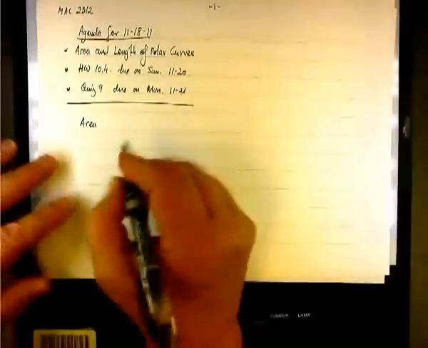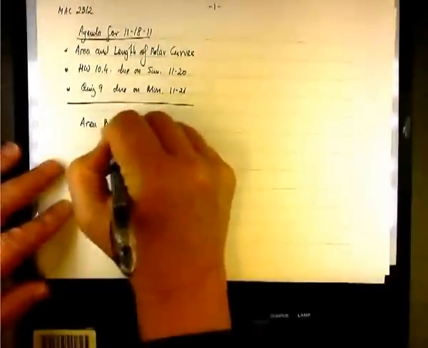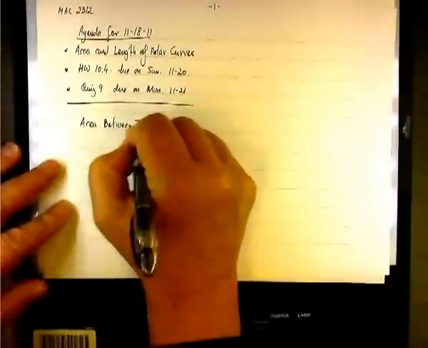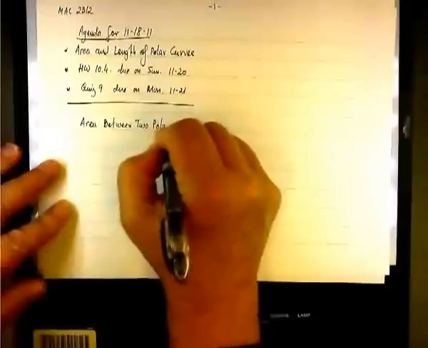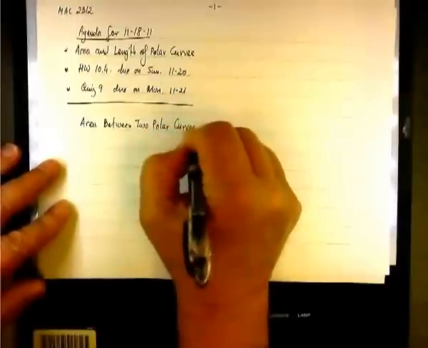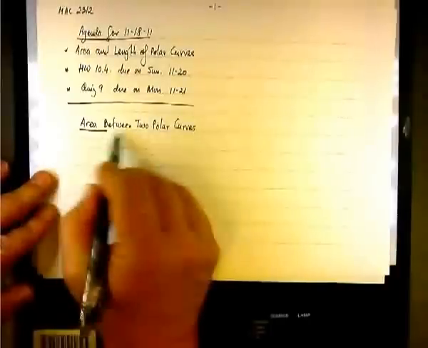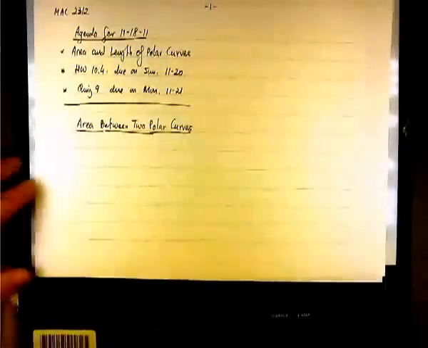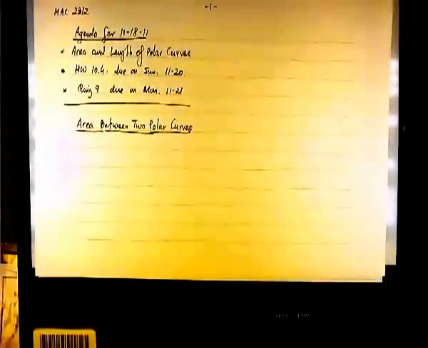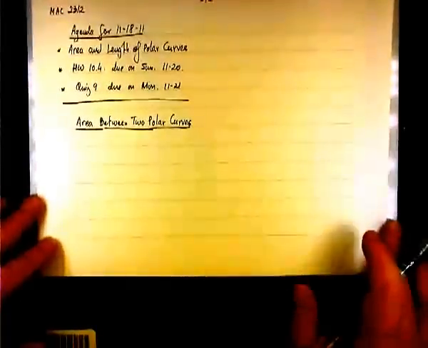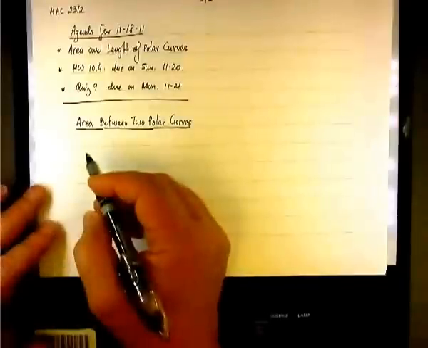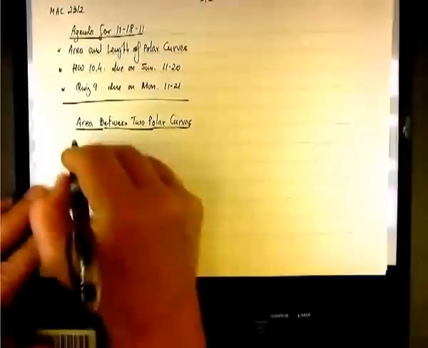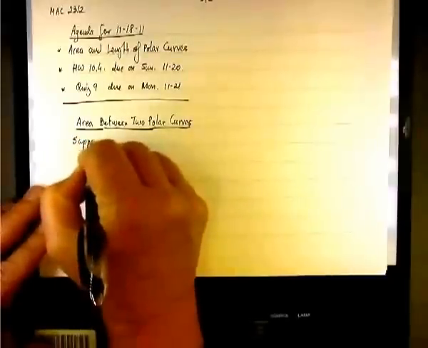Let's look at the area between two polar curves. Earlier in the semester, we looked at the area between two curves, y equal f of x and y equal g of x, and the area was basically the integral of the difference between the two. Well, a similar principle will work here. So let's write a theorem here.